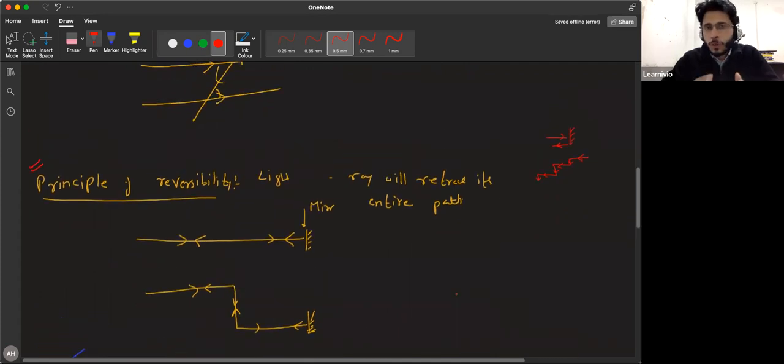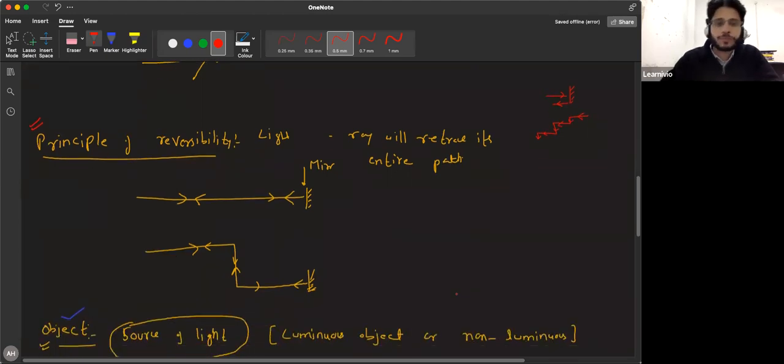Then we have the concept of source and object. In ray optics, by object we mean a source of light. That source may be a luminous source or a non-luminous source. If you are getting light rays from a bulb, then for you, the bulb is a luminous source, an object. But say I have a pen. The pen is non-luminous, it does not have its own light, but it reflects the light rays. I can see this pen just because it reflects the light rays and those rays enter my eye.